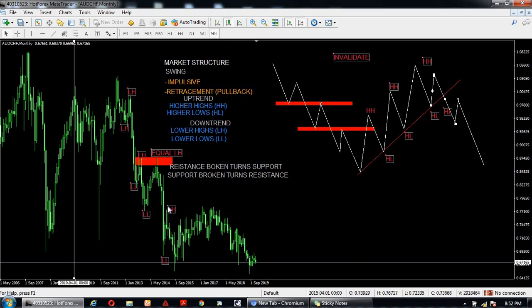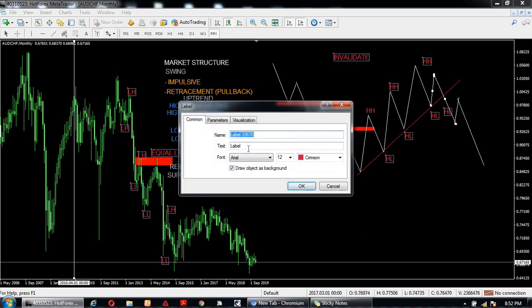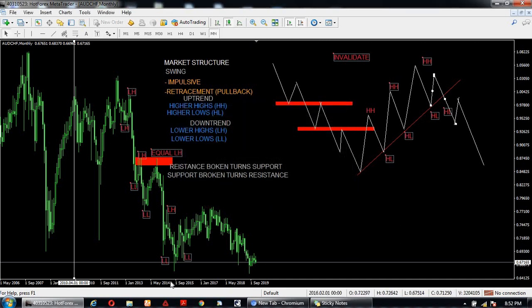Price drops back to the upside, makes a new lower high, makes a new lower low. Price makes a new lower low. And then, because this is the most recent lower high, as long as price keeps trading below this lower high, we are still very much in a downtrend.